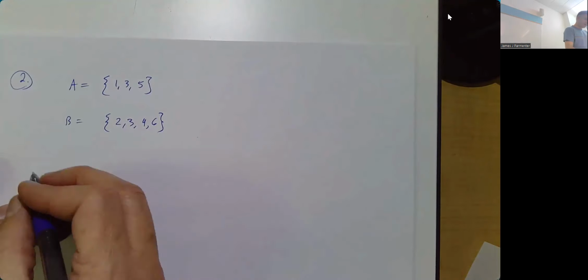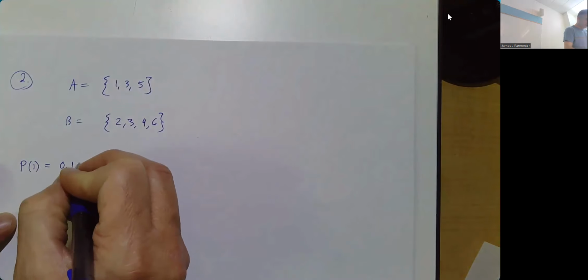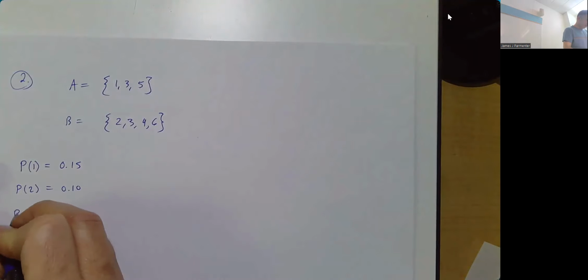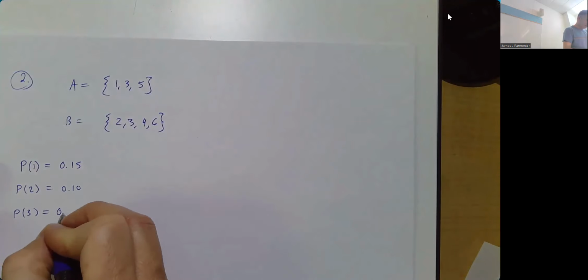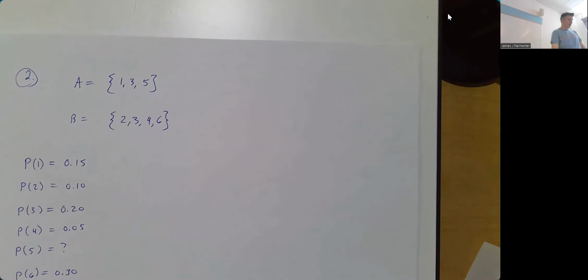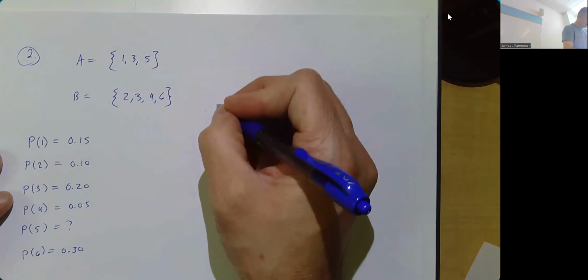And we are given that the probability of event 1 occurring is 0.15. The probability of event 2 occurring is 0.10. The probability of 3 is 0.20. The probability of 4 is 0.05. Probability of 5 is unknown. And the probability of 6 is 0.30. Then we're going to ask some questions. The first question being, what's the probability of B?